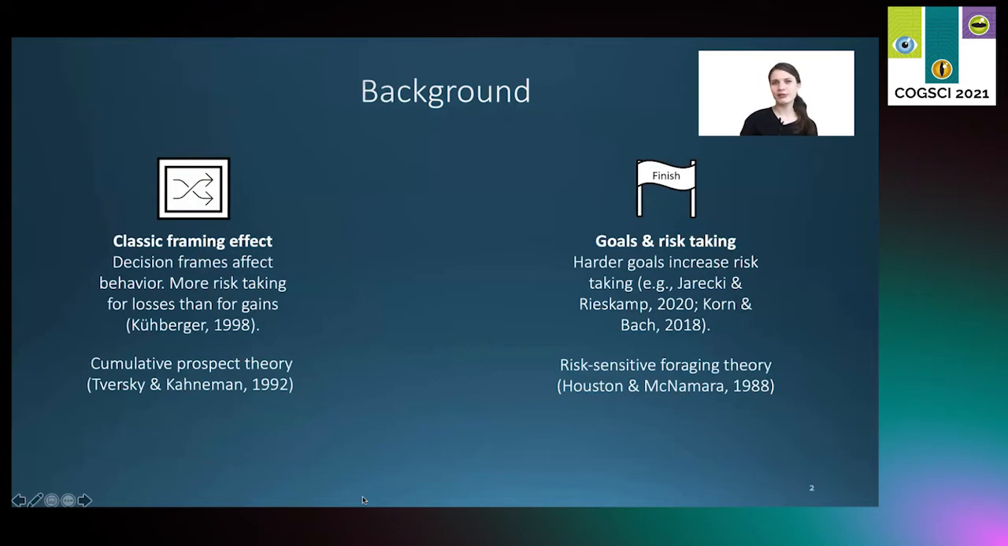Further, there is a third theory, which is called dynamic prospect theory. Dynamic prospect theory is an extension of cumulative prospect theory, and it can also describe goal-based risk-taking. The goal of this project is to investigate how risky choices are influenced by both framing effects and goals.